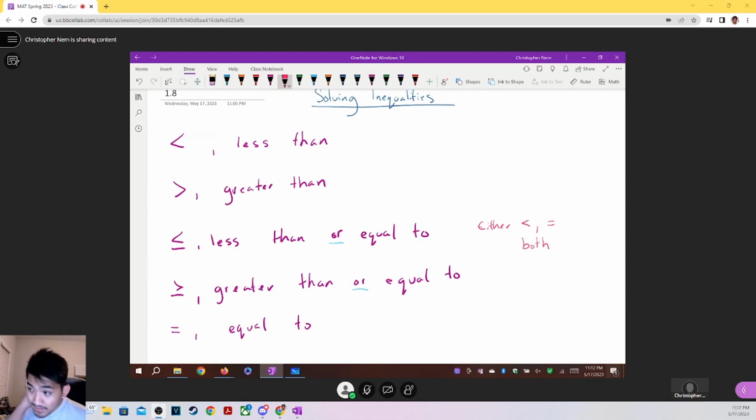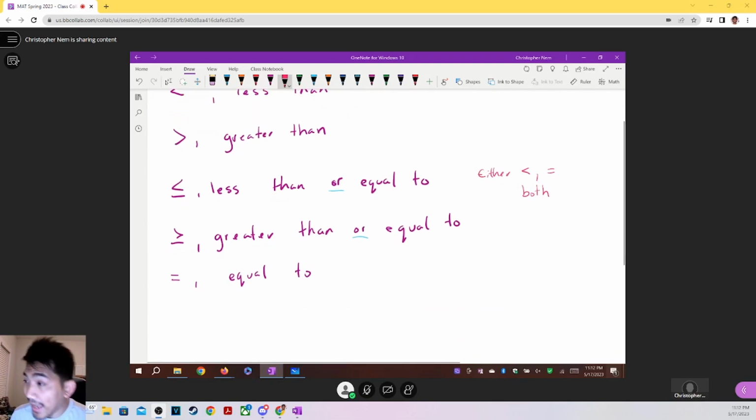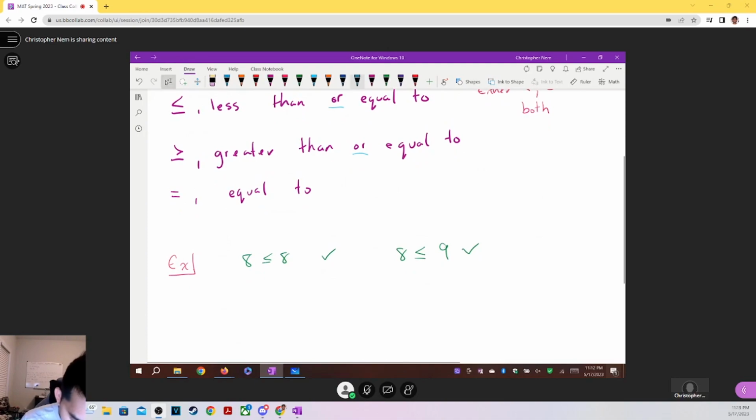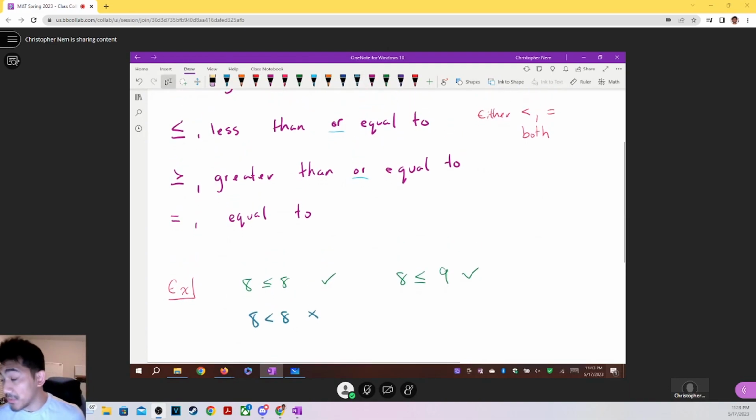The phrase less than or equal to means that you could be less than, you could be equal to, and you could be both. All right? As long as you satisfy one of those three, you are sufficient. So example, 8 is less than or equal to 8. This is true. We can also say 8 is less than or equal to 9. That is also true. But I cannot say something like 8 is less than 8. This is not true. Okay? So be careful on that. So these are the relationships we have.